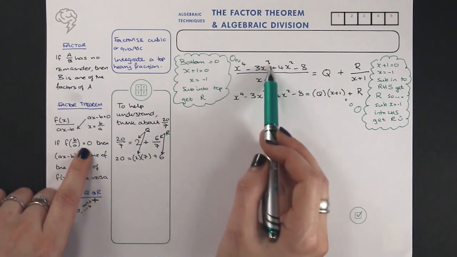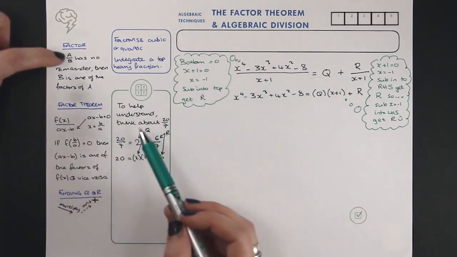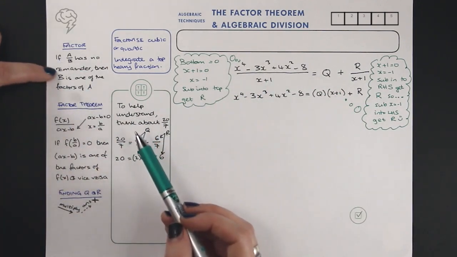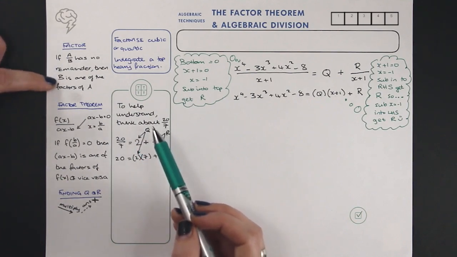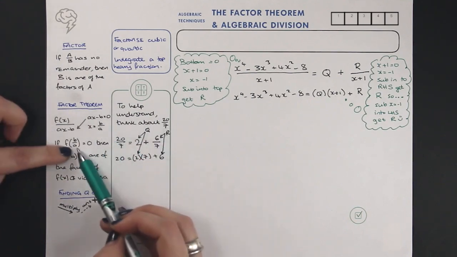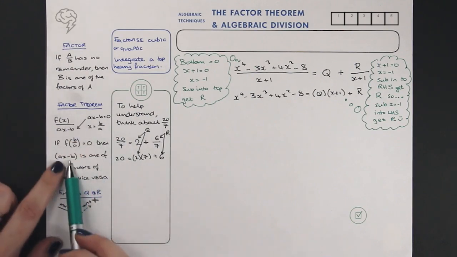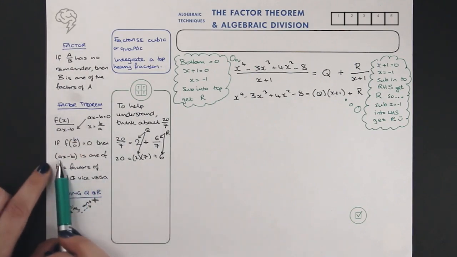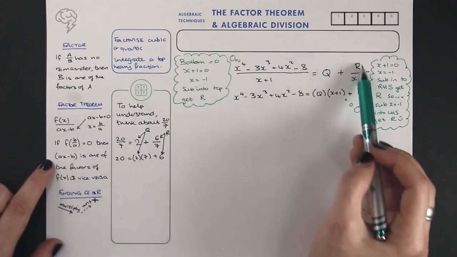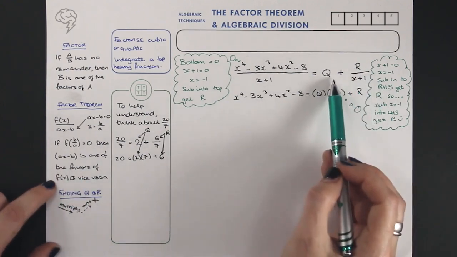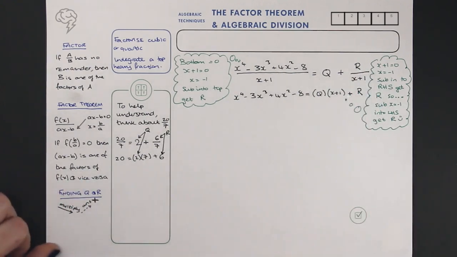When we make that bottom 0 and put it in the top, we're getting the remainder. But if you do division and there's no remainder, then you found one of the factors. So here, if I put the b over a into the top and I get 0, that means I've found one of the factors of f of x. Ax minus b is one of the factors. There is no r, there's only a quotient. Okay, so nice easy way to find the remainder.